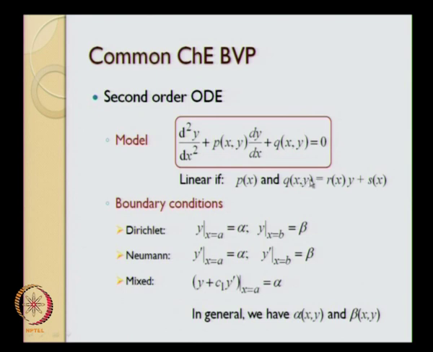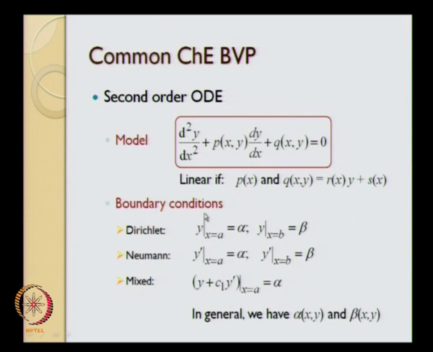Another case is the difference between homogeneous versus non-homogeneous ODE. If s of x is equal to 0, we will have a homogeneous ODE. If s of x is not equal to 0, we will have a non-homogeneous ODE. So that is regarding the second order ODE model for this system.